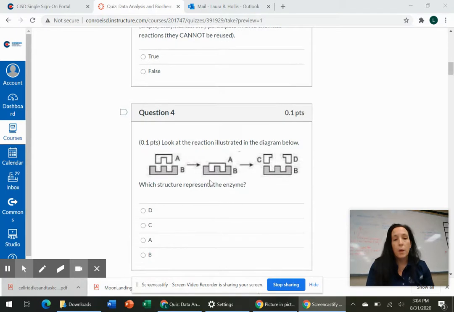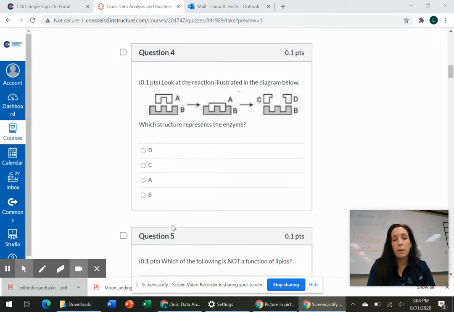Okay. Number 4, look at the reaction illustrated in the diagram below. Which structure represents the enzyme? So the enzyme is B. Okay, the enzyme is B all the way across. This one split apart the product, but the enzyme is still B.